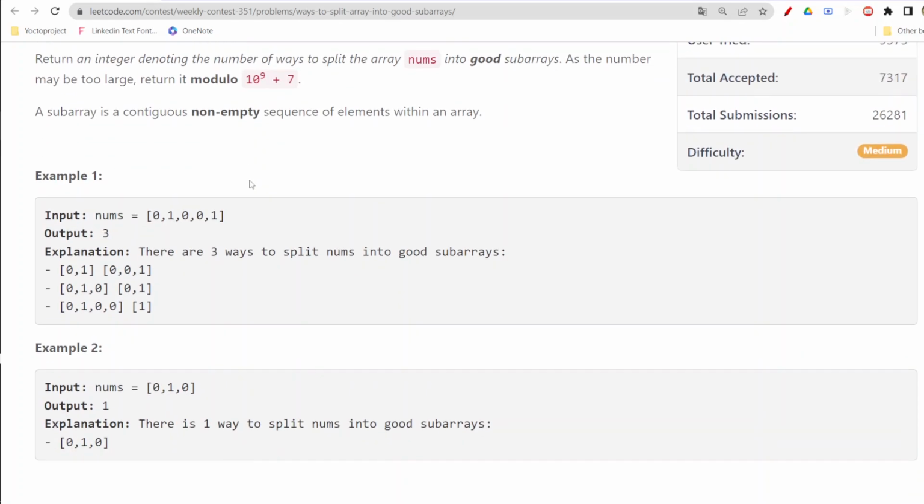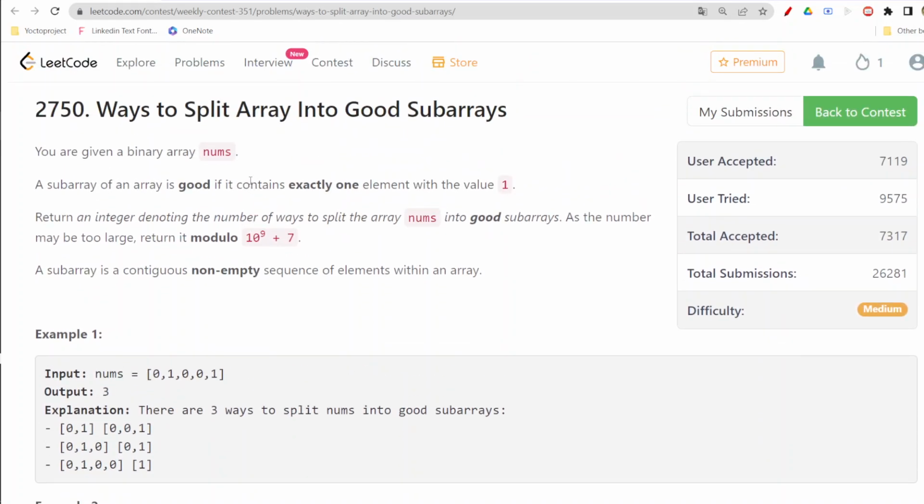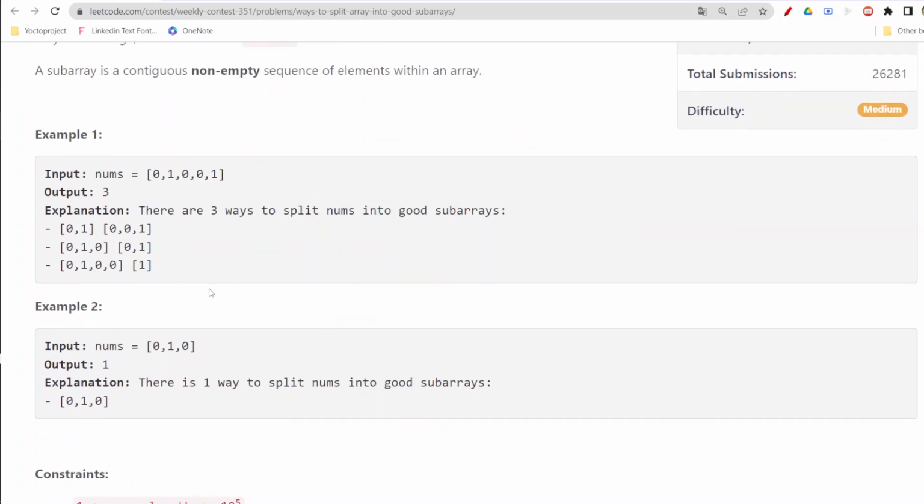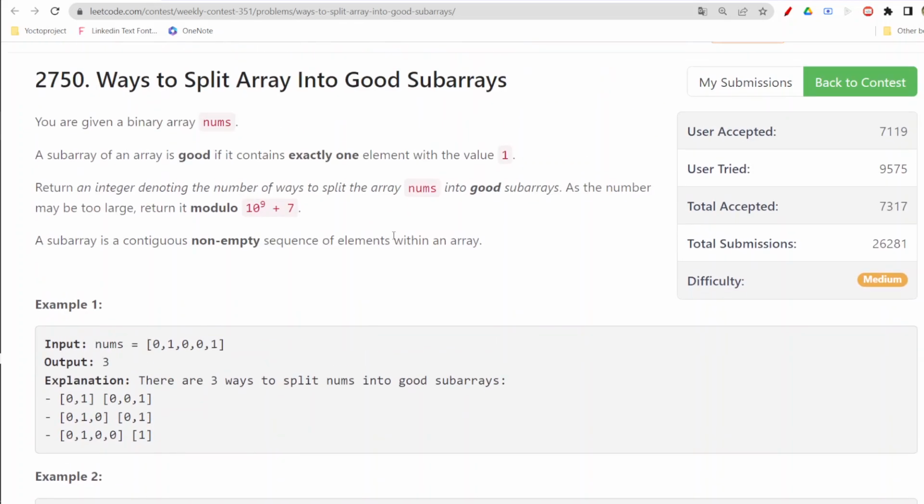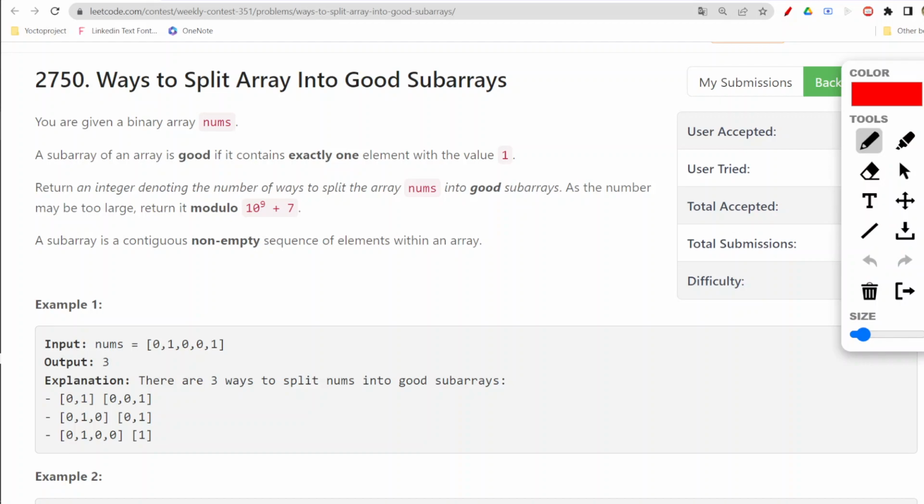Now for this question, we need to get observations from these two examples which are there, and some more examples, then it would be easy to go ahead with this question. This is an observation-based and permutation-combination-based question. And we are required to have a formula so that we can get the number of splits which we can form to get good subarrays.